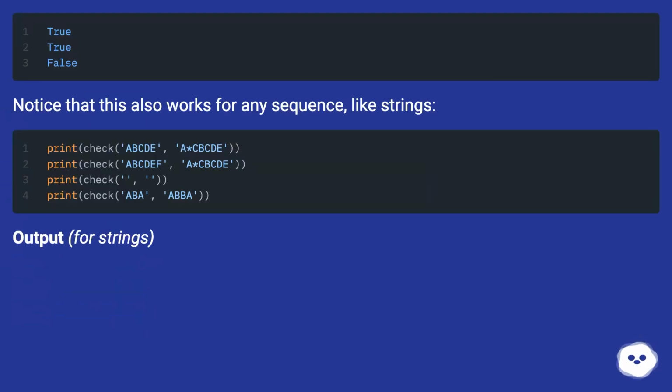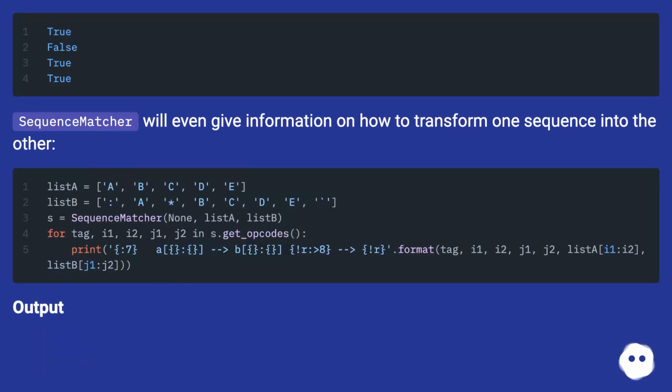Notice that this also works for any sequence, like strings. Output, for strings. SequenceMatcher will even give information on how to transform one sequence into the other. Output.